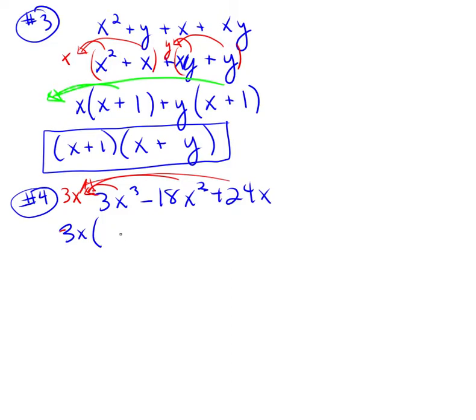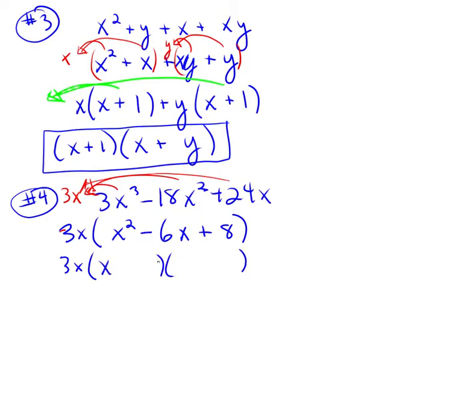So 3 times what is 3? Oh, so 3 times 1, and x times x squared is 3x squared. 3 times, this will have to be a negative to be a negative, 3 times 6 is 18, and x times x is x squared. Positive, so 3 times 8 is 24, and x times 1 is x, so it's just the x. So now that I've got my GCF, I'm going to see if I can factor this piece.